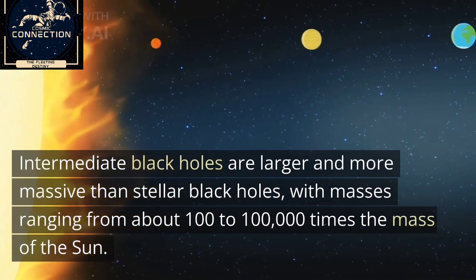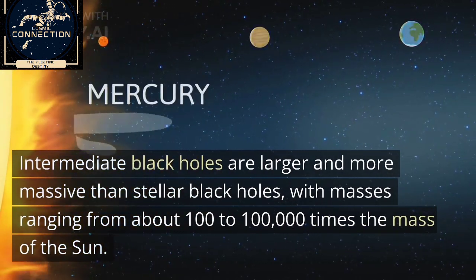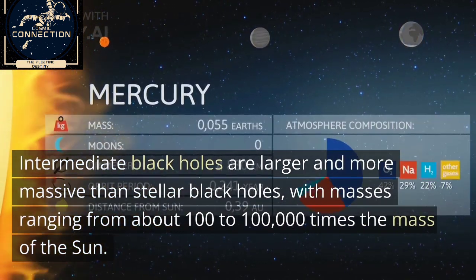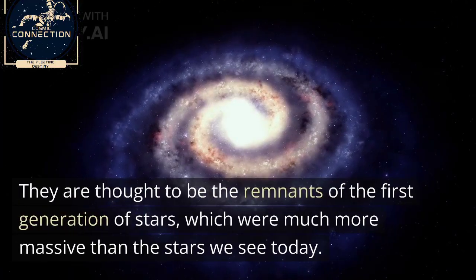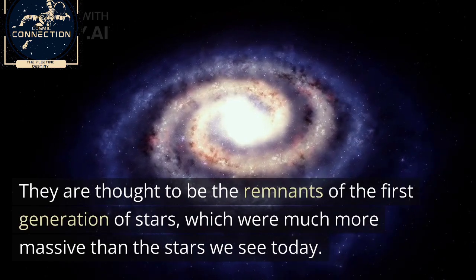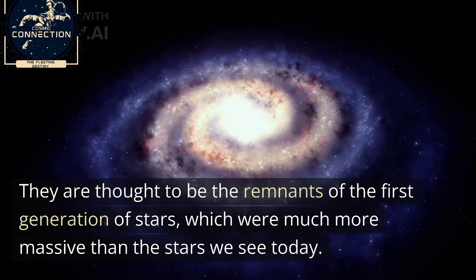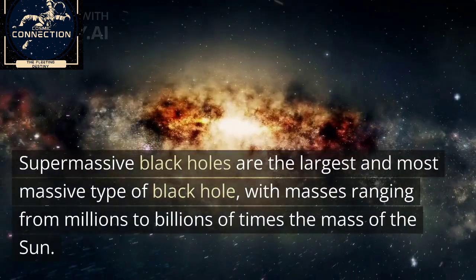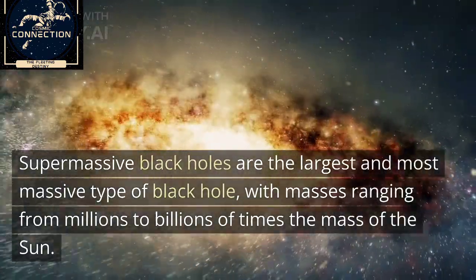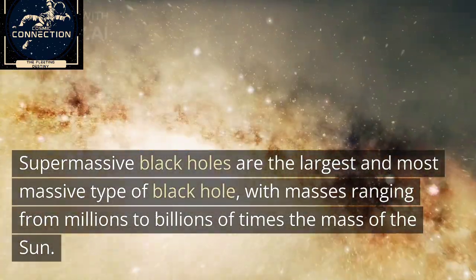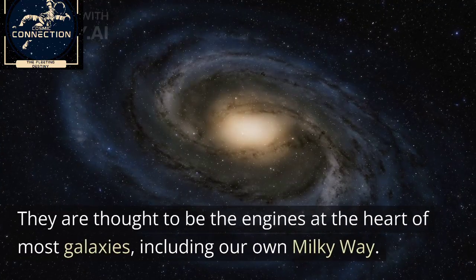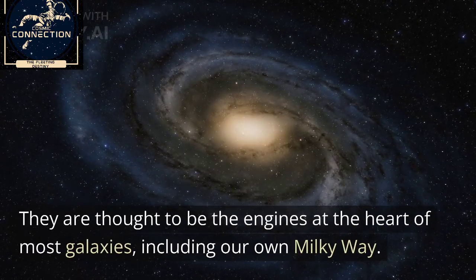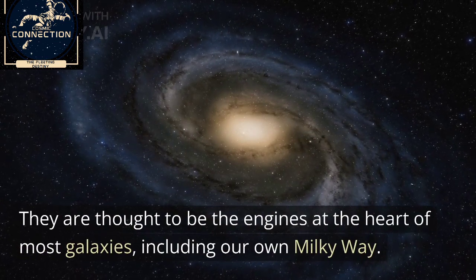Intermediate black holes are larger and more massive than stellar black holes, with masses ranging from about 100 to 100,000 times the mass of the Sun. They are thought to be the remnants of the first generation of stars, which were much more massive than the stars we see today. Supermassive black holes are the largest and most massive type of black hole, with masses ranging from millions to billions of times the mass of the Sun. They are thought to be the engines at the heart of most galaxies, including our own Milky Way.